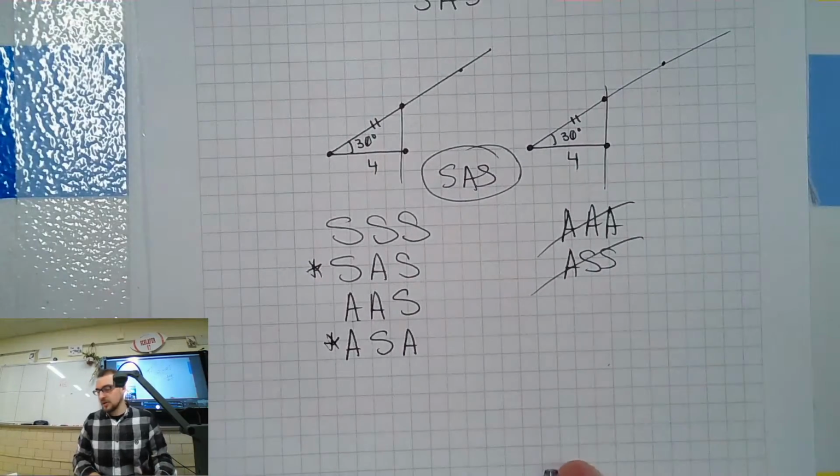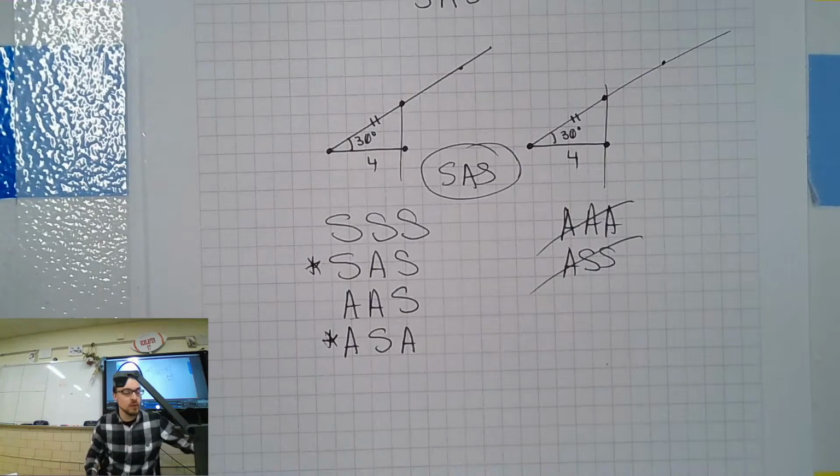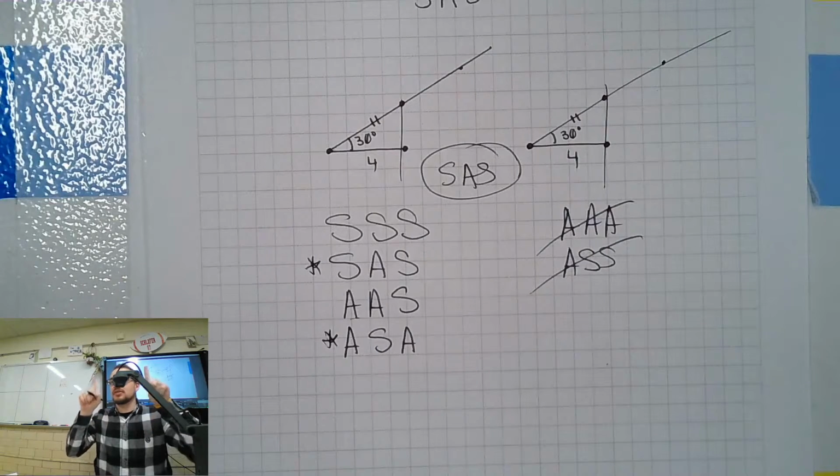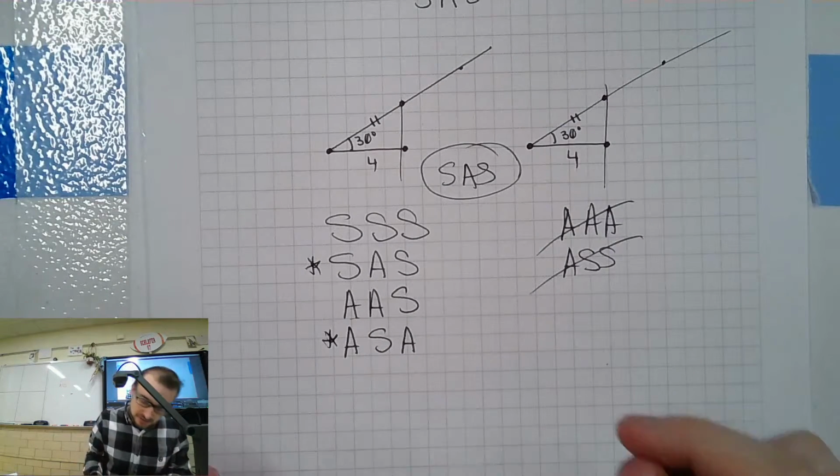Anyway, those are the ones that work. So here's what we're gonna do. Oh, there's one last thing. Okay, so ASS works in one case.